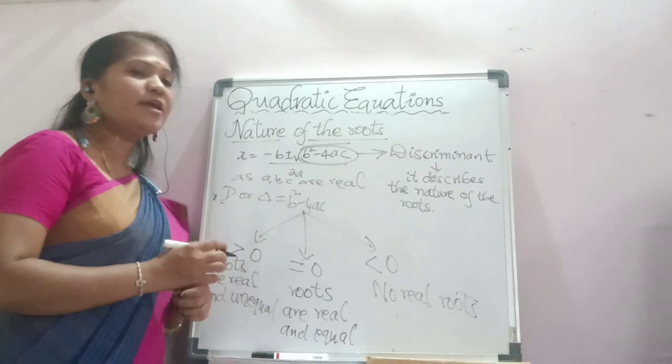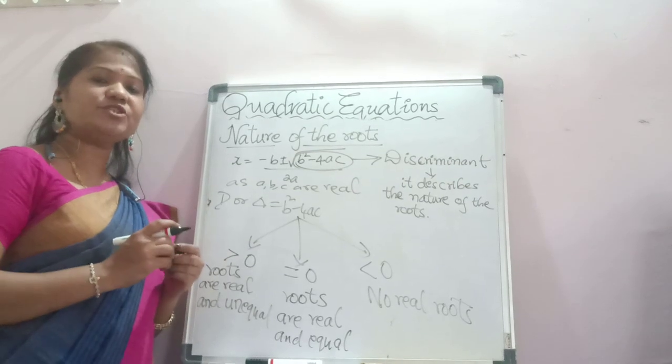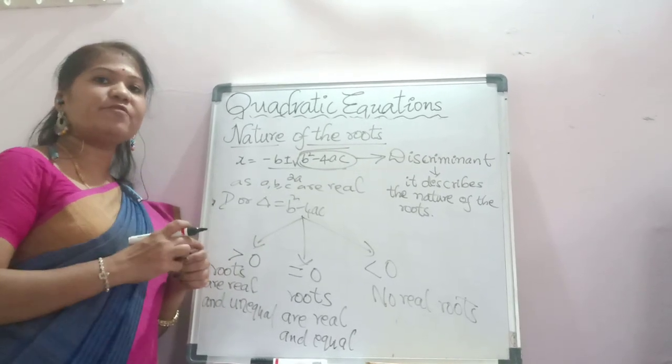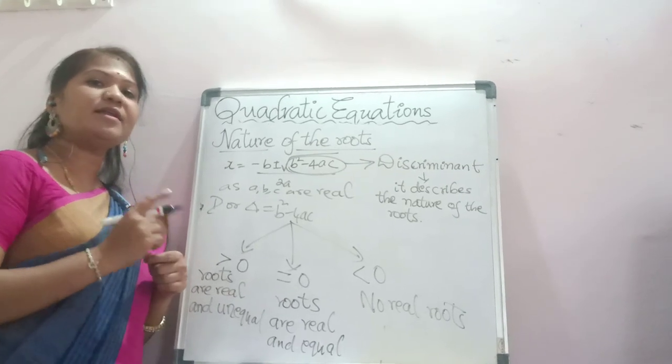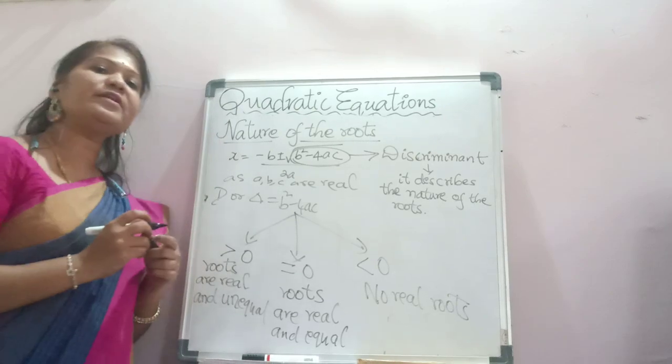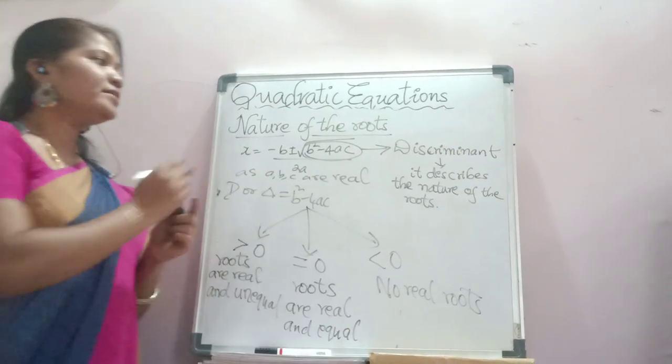Before going to that, if they ask you to solve the quadratic equation, you can use any method, either the factorization method or the quadratic formula or the completing the square method, until and unless the method is mentioned in the question. Okay. Now getting into the last topic, nature of the roots.